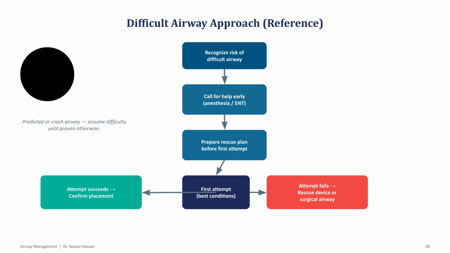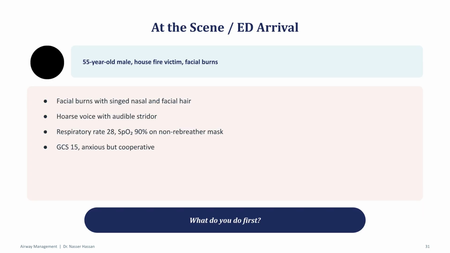Consider this case study. A patient with facial burns arrives with stridor. We must recognize the risk, call for help, and prepare our rescue plan immediately. Let's look at this scenario. A 55-year-old male arrives as a house fire victim with visible facial burns. He's anxious, but his voice is hoarse with audible stridor, and his oxygen saturation is 90%. What is your first priority here?